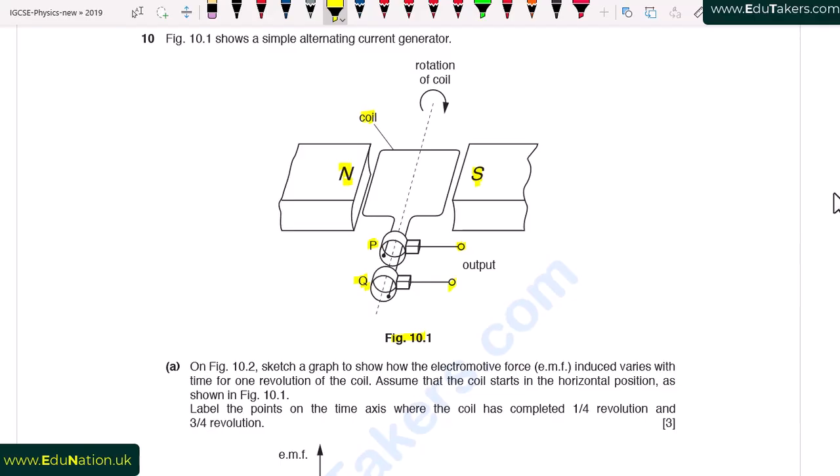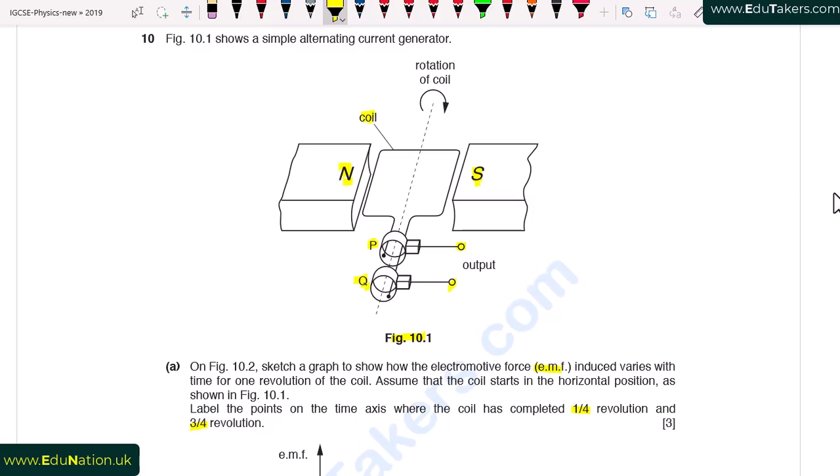Part A. On figure 10.2, sketch a graph to show how the electromotive force, that is EMF, induced varies with time for one revolution of the coil. Assume that the coil starts in the horizontal position as shown in figure 10.1. So this position is basically the horizontal position of the coil. Label the point on the time axis where the coil has completed 1/4th revolution and 3/4th revolution. So going back to diagram 10.1, we can see there is a south and north pole and the coil is placed inside them.